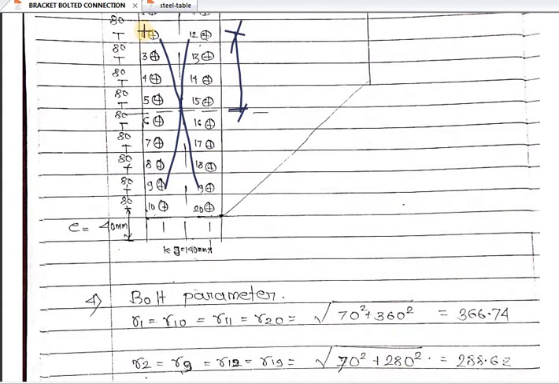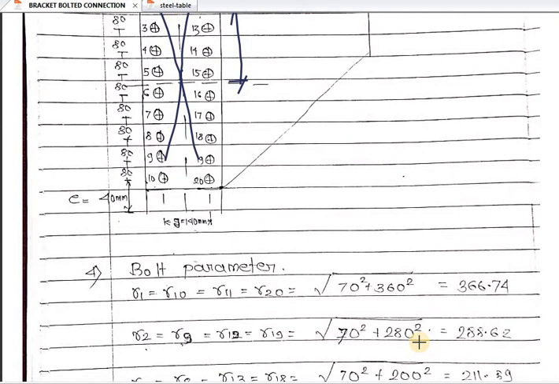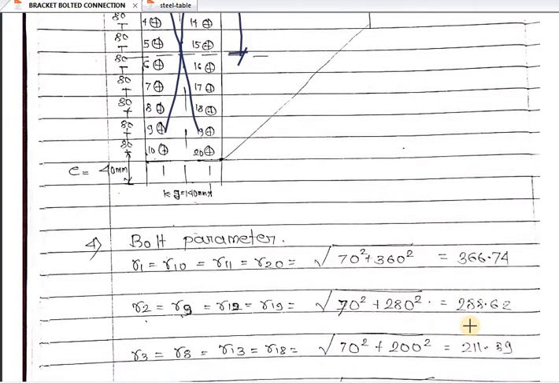Because 180 we have left. Okay, so 280 square. Simple, the Pythagoras theorem we are applying, that is square root of opposite distance square plus hypotenuse square. Okay? So it comes to be 288.